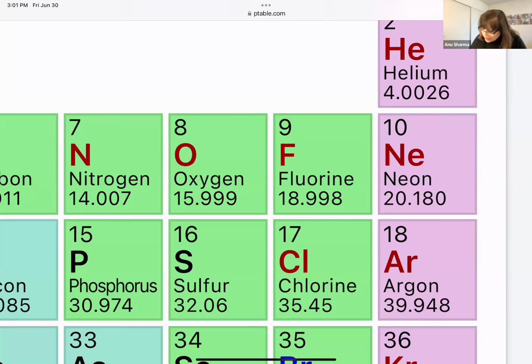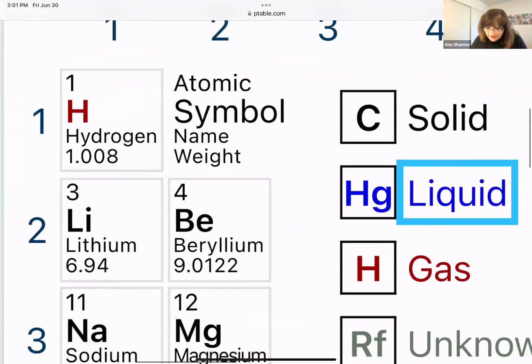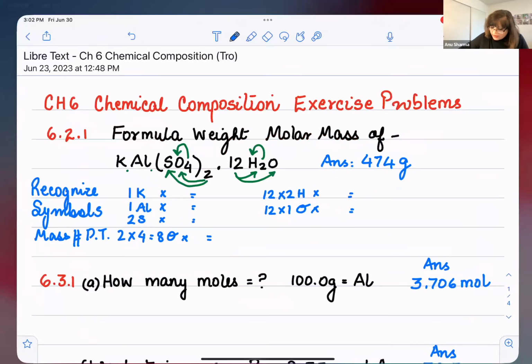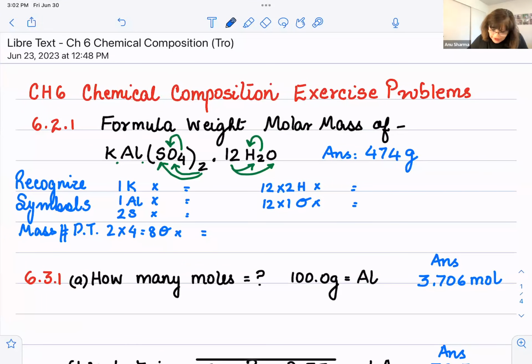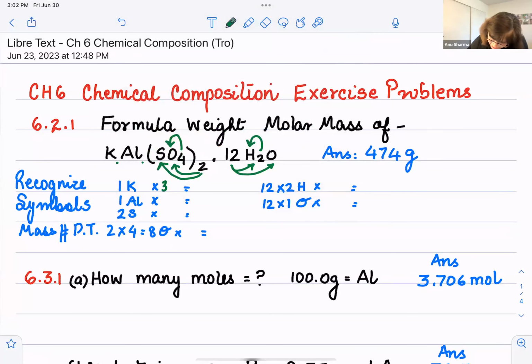Okay, and then comes hydrogen. Hydrogen is 1.008, so it's okay to use 1 for hydrogen. Now let's go back to our compound. We are now going to put here, let me put it in a different color, potassium 39, aluminum 27, sulfur 32. 2 times 4, 8 oxygens, 16. Next is 12 times 1. Hydrogen is 1 and oxygen was 16.